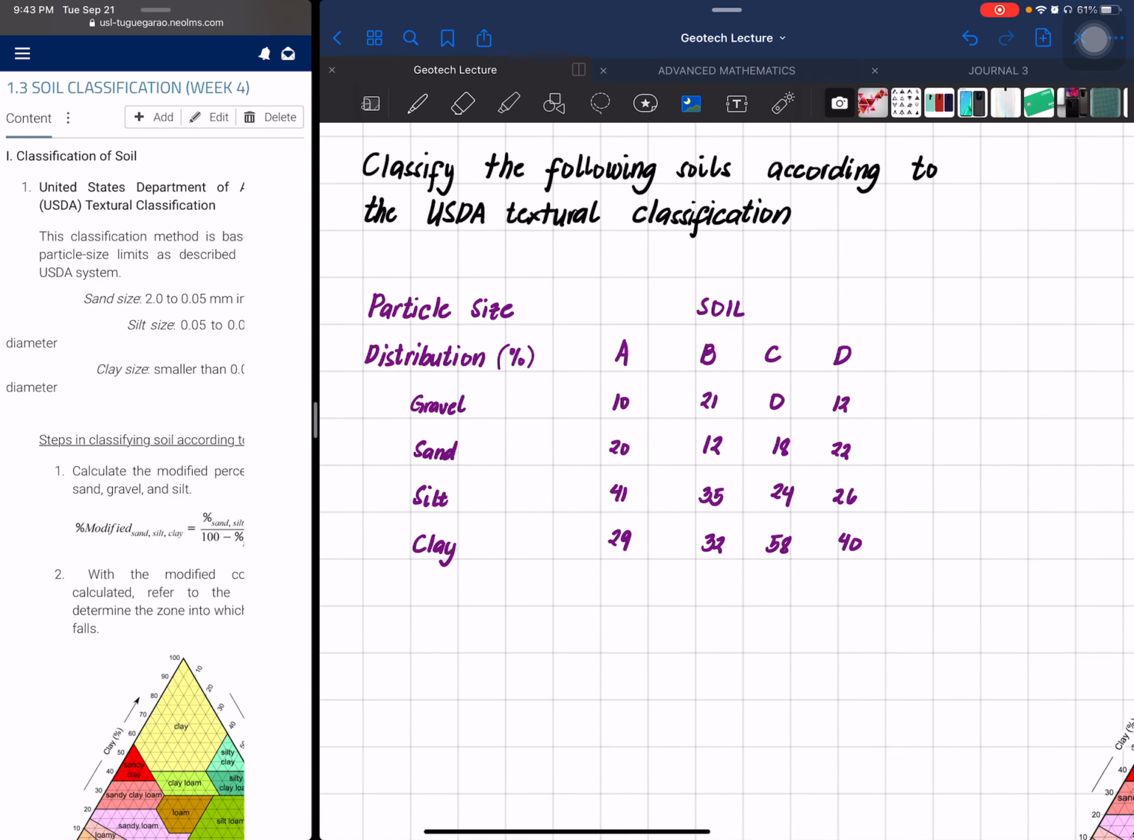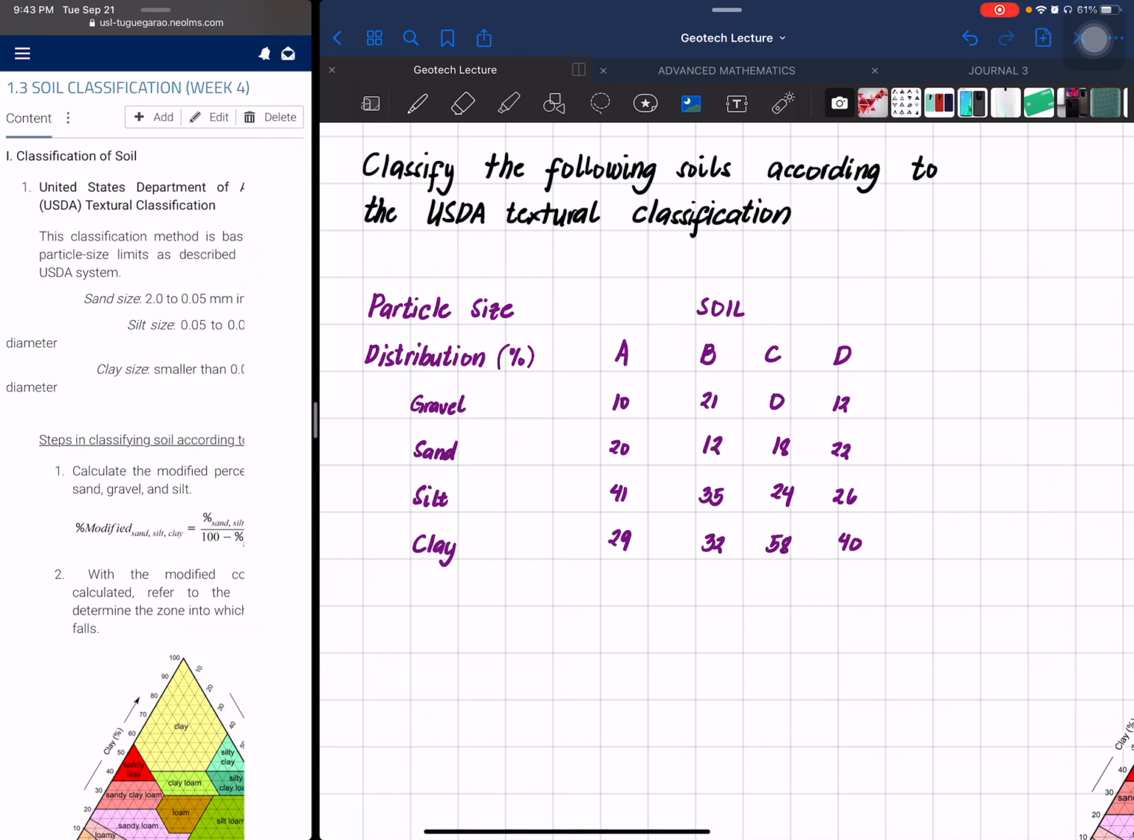Okay, so let's start first with, I believe, the easiest one. This is the USDA. It stands for the United States Department of Agriculture, and it's more on the texture classification. In the USDA, generally there are only three types of soil: sand, silt, and clay. The classification under USDA just considers these parameters.